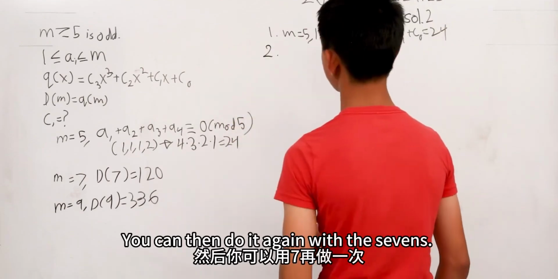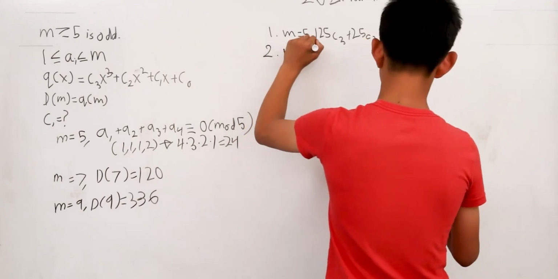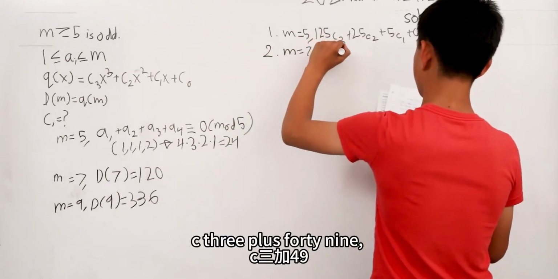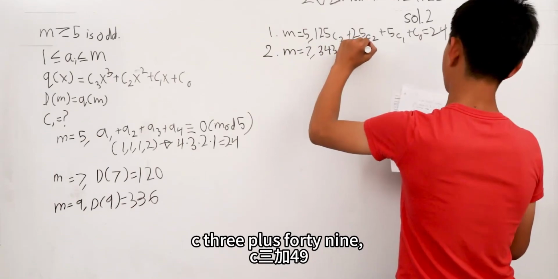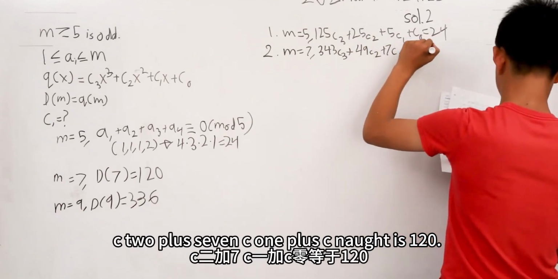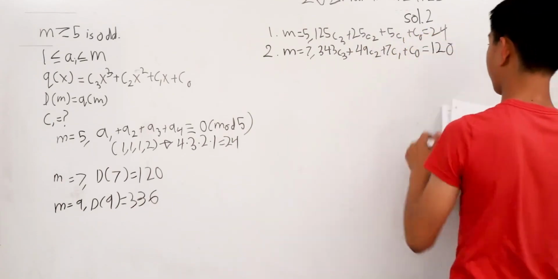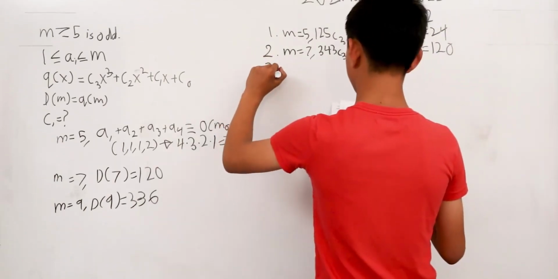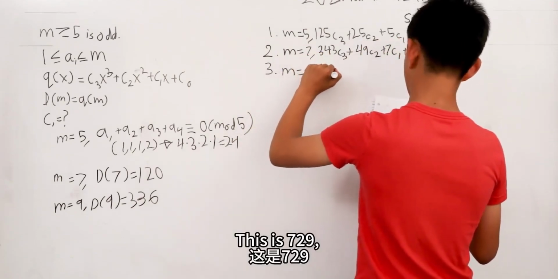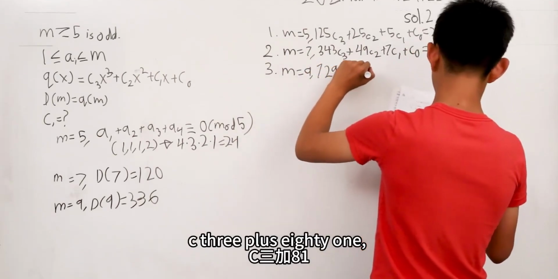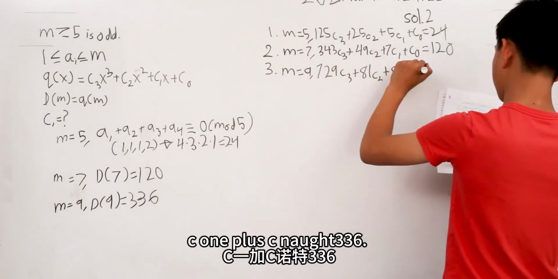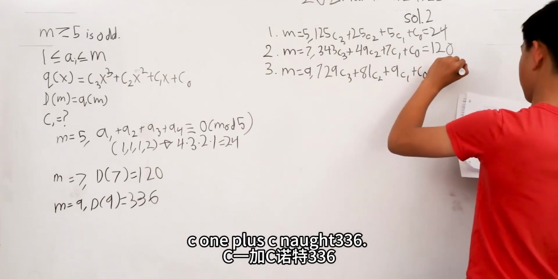You can then do it again with the 7s. When m is 7, this is the cube of 7, 343 C3 plus 49 C2 plus 7 C1 plus C naught is 120. Now for our third one, m is 9. This is 729 C3 plus 81 C2 plus 9 C1 plus C naught is 336.